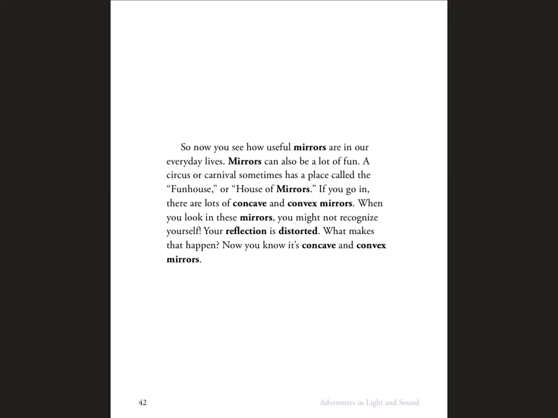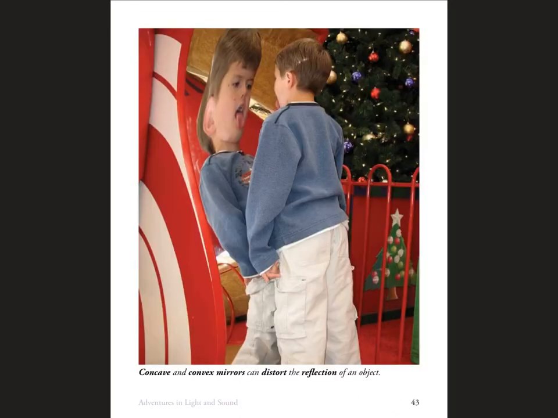So now you see how useful mirrors are in our everyday lives. Mirrors can also be a lot of fun. A circus or carnival sometimes has a place called the Fun House or House of Mirrors. If you go in, there are lots of concave and convex mirrors. When you look in these mirrors, you might not recognize yourself. Your reflection is distorted. What makes that happen? Now you know it's concave and convex mirrors. Concave and convex mirrors can distort the reflection of an object.